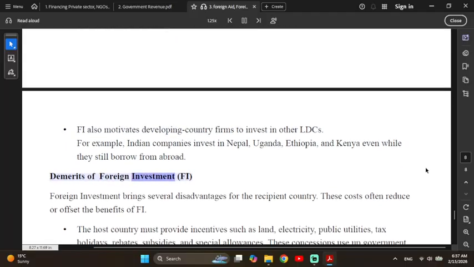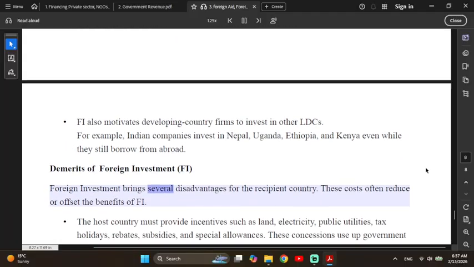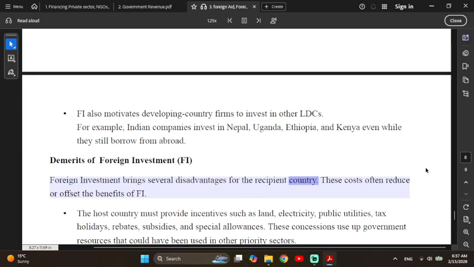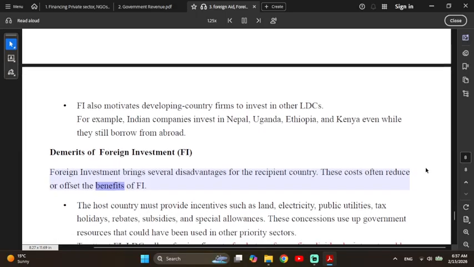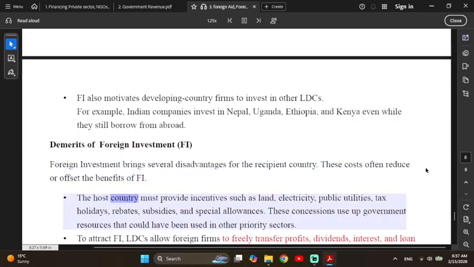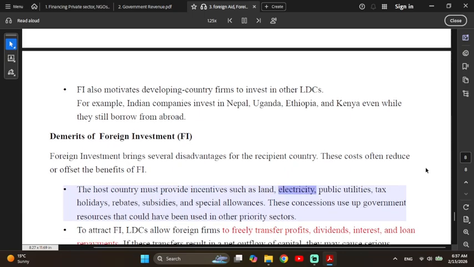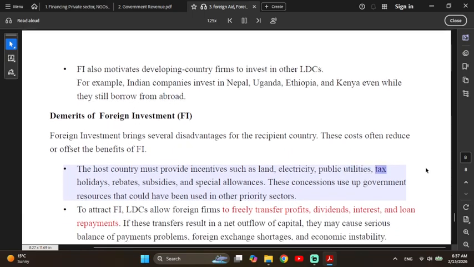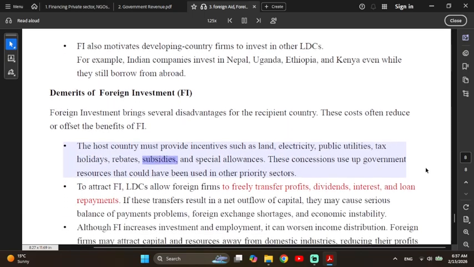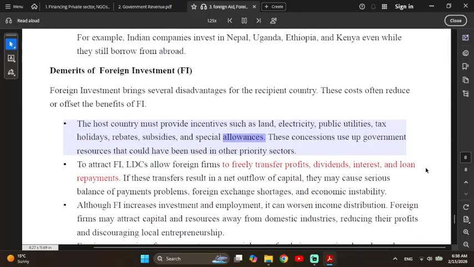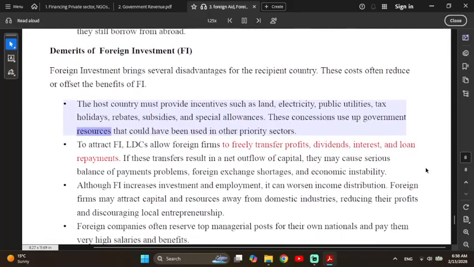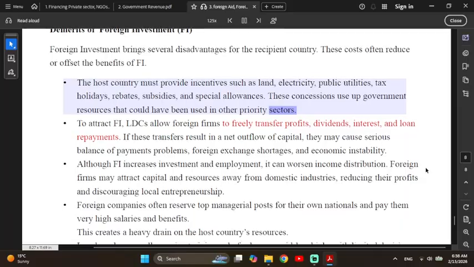Demerits of foreign investment. Foreign investment brings several disadvantages for the recipient country. These costs often reduce or offset the benefits of FI. The host country must provide incentives such as land, electricity, public utilities, tax holidays, rebates, subsidies, and special allowances. These concessions use up government resources that could have been used in other priority sectors.